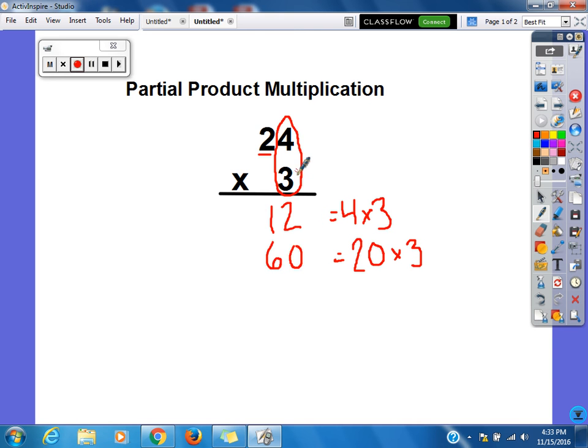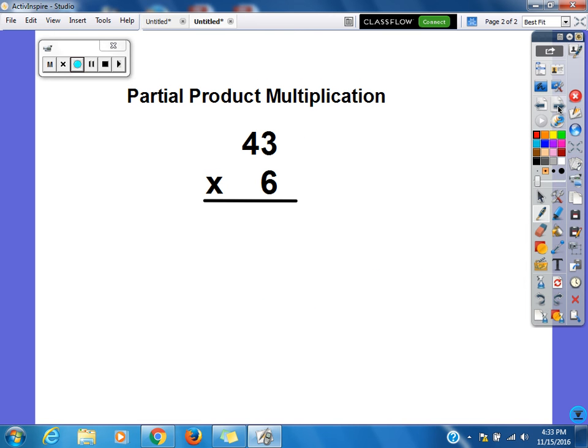Now that I've solved both parts of this multiplication problem, I just need to add the numbers together in order to get the total. So my answer for 24 times 3 is 72. I'm going to give you one more example where if we were using the algorithm we would start carrying, and you'll see that that's not the case yet for partial product.